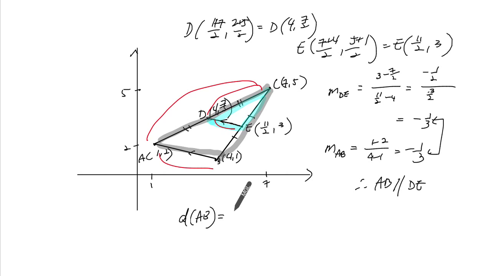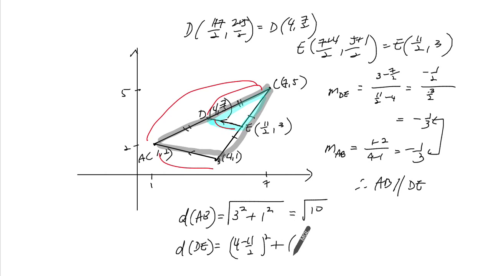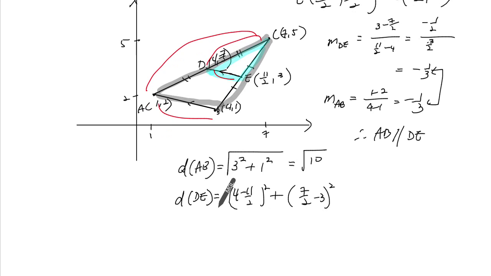So 4 minus 1, which is 3 squared, plus 1 minus 2, which is 1 squared. So you get root 10. And the distance between DE, right? So 4 minus 11 over 2 squared, plus 7 over 2 minus 3 squared, all square rooted, of course.